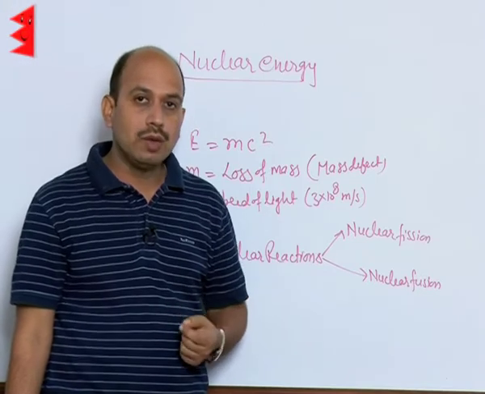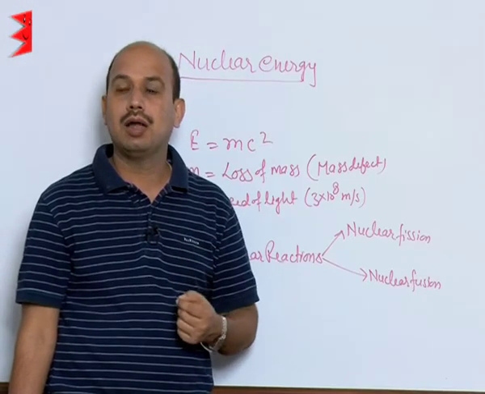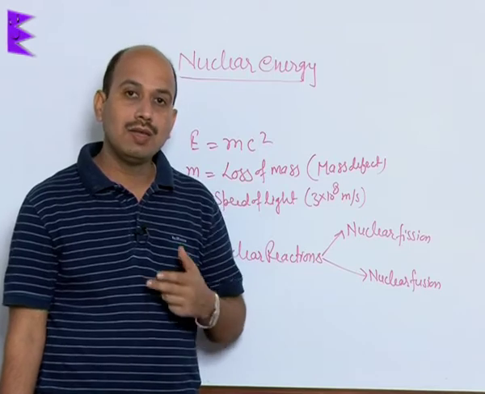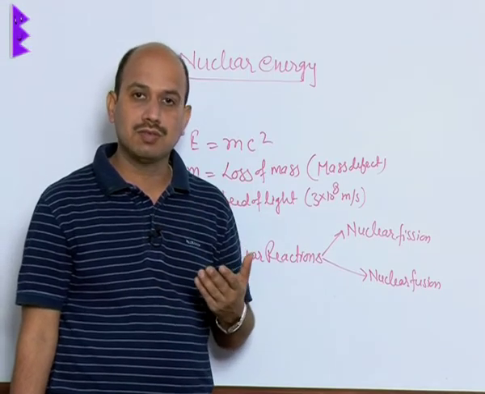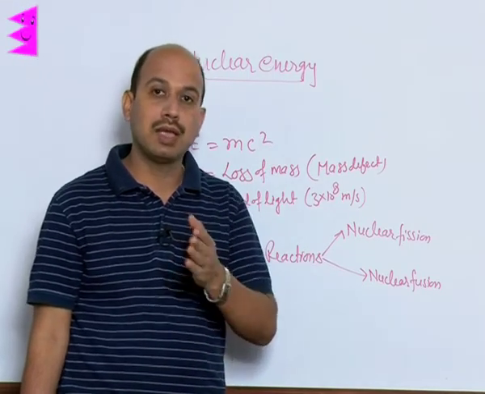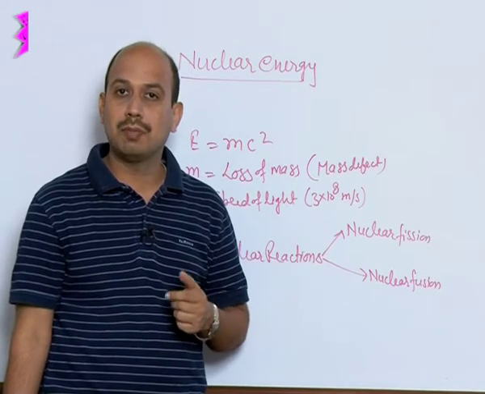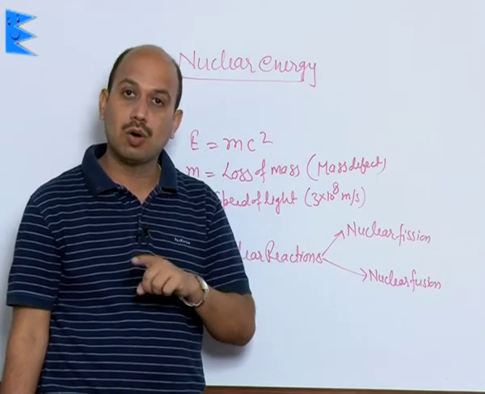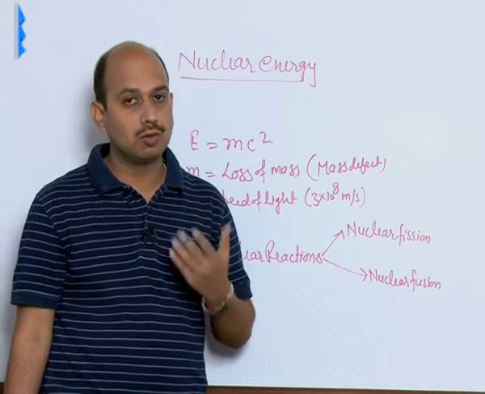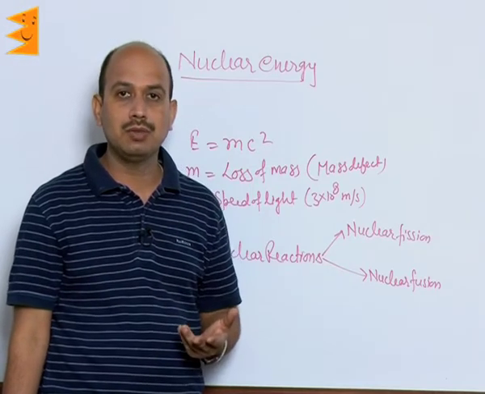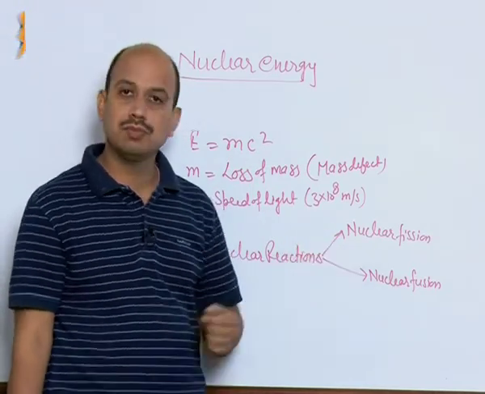And you know, when one atom of uranium undergoes fission, the energy released is 10 million times the energy released by one atom of carbon on burning. So, you can now see what a big amount of energy we get in nuclear fission reaction.